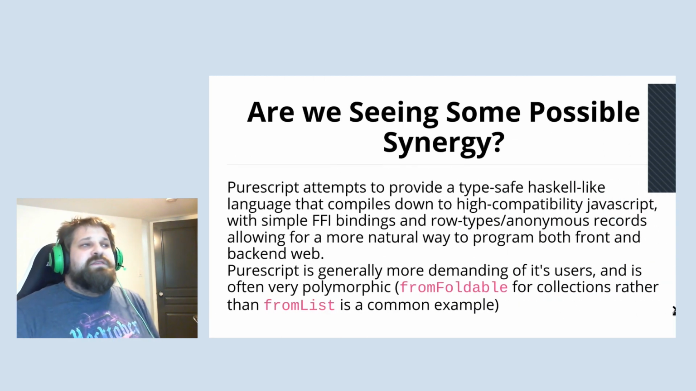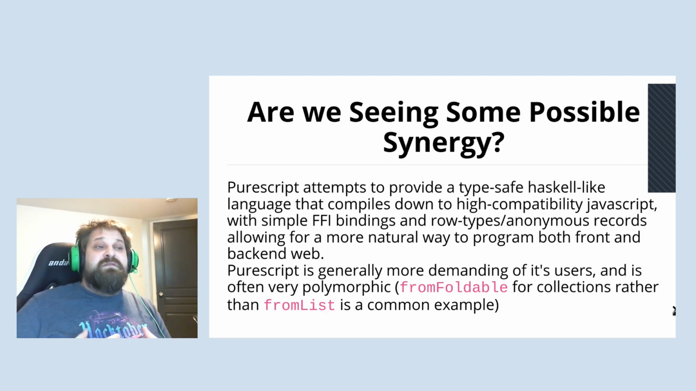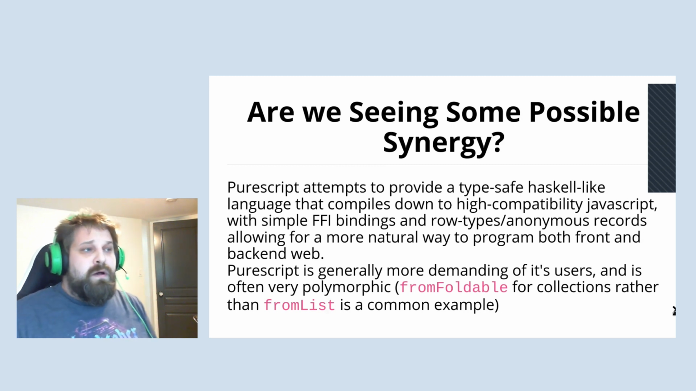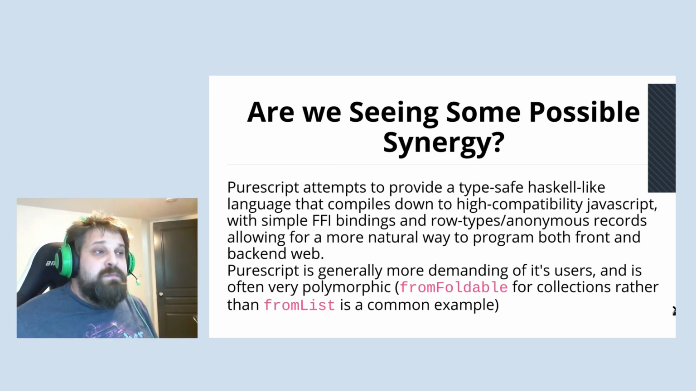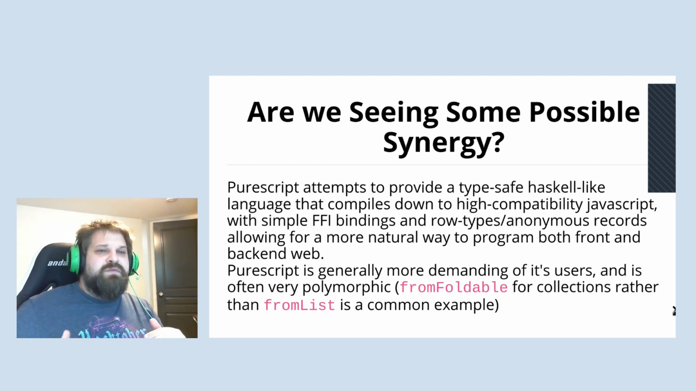So I think there's some synergies here. Purescript attempts to provide a type-safe Haskell-like language. It has type classes, it has most of the features of Haskell, and it compiles down to high compatibility JavaScript. It actually compiles down to JS version 3, if I recall. So you can use simple FFI bindings and row types, as you'll see, to get into anonymous records and start to build up a more natural way to program in both front and back end web.